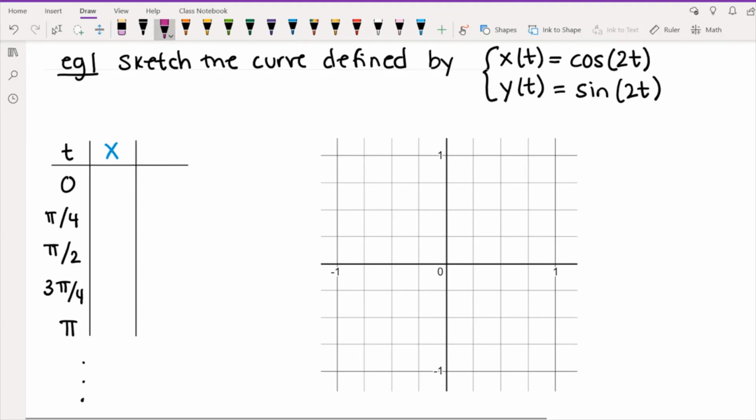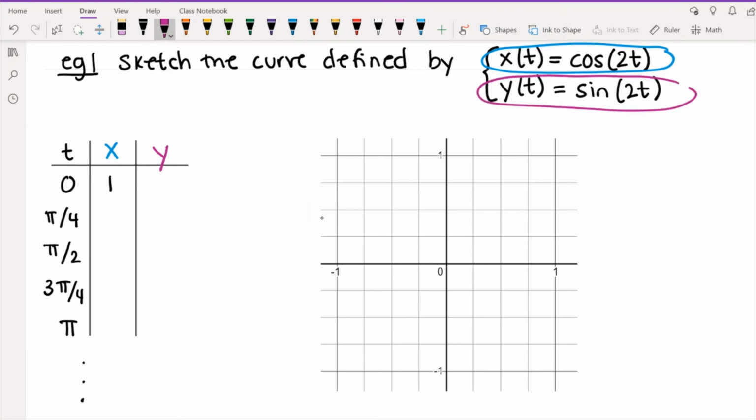Okay, so for the first one, we plug in t equals 0 into our first equation, and we get cosine of 0, so that's equal to 1. And then we take sine of 2 times 0, so sine of 0, and that is equal to 0. So our first point is the same as the first point we got in the last one. Okay, so let's see what now happens when we plug in pi over 4. Oh, and sorry, I forgot to add this. We're still doing t between 0 and 2 pi.